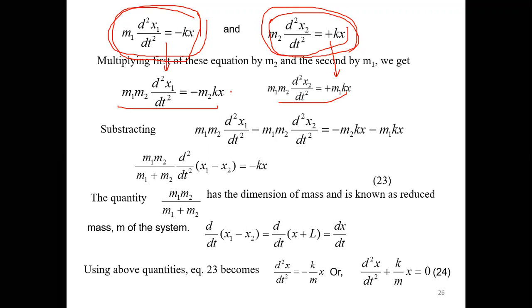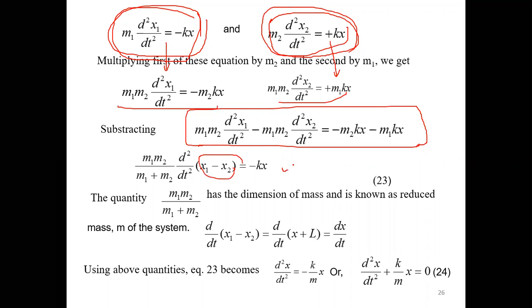Now, if we subtract this from that one, you'll get this thing. And if you simplify this equation, how to simplify? Divide both sides by m1 m2. Take m1 m2 common and then divide both sides, so m1 m2 will be cancelled over there. We get m1 m2 divided by m1 plus m2 times d square of x1 minus x2 dt square, which will be minus kx.